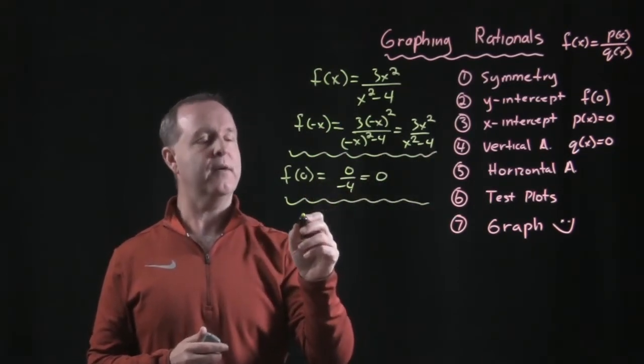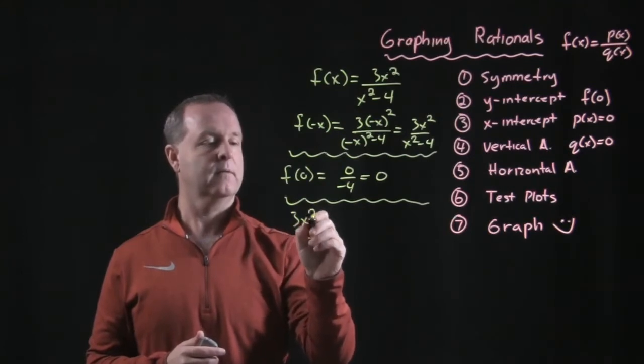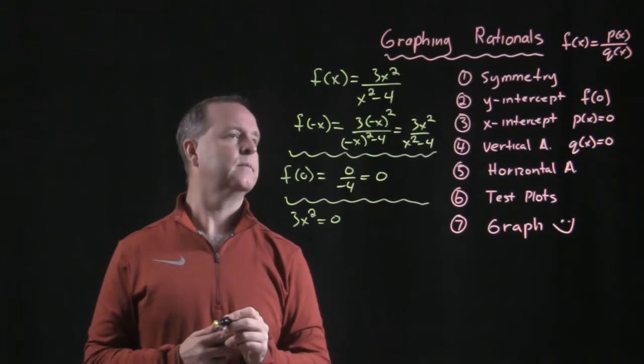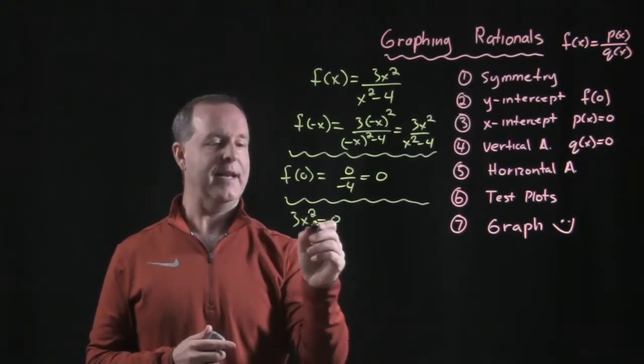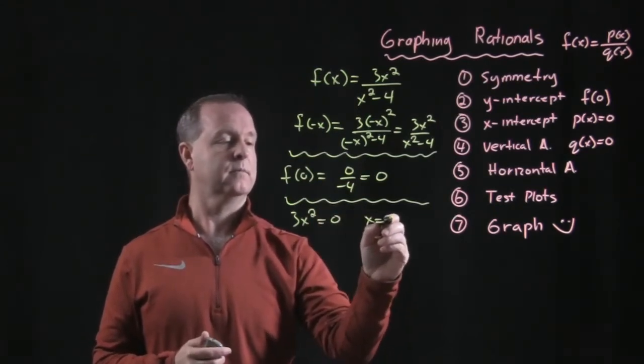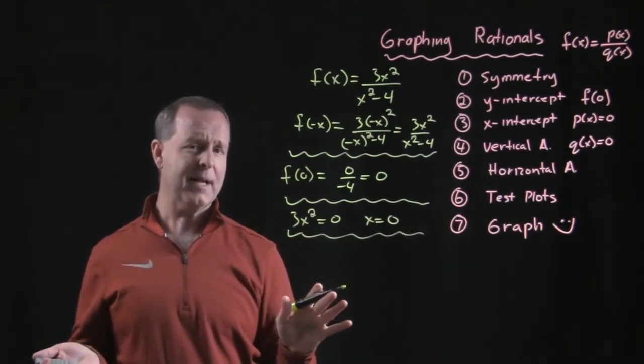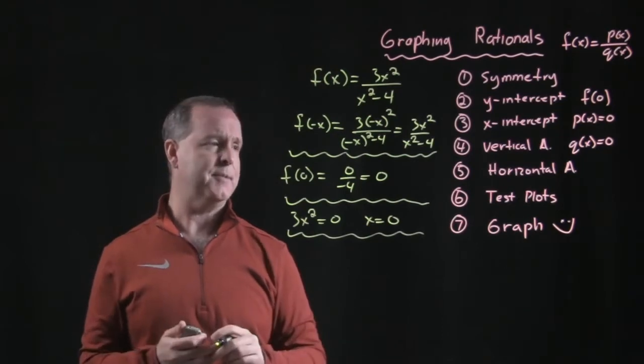So that's where the numerator, 3x squared, is set equal to 0. And that occurs at x equals 0. See, little steps aren't that difficult to do if you just do little steps at a time.